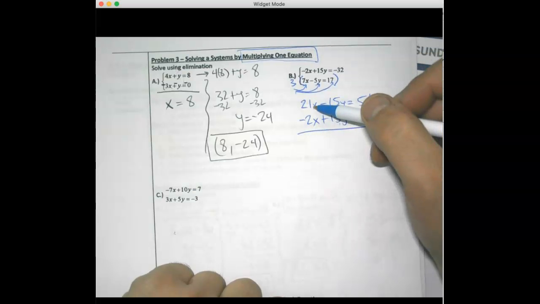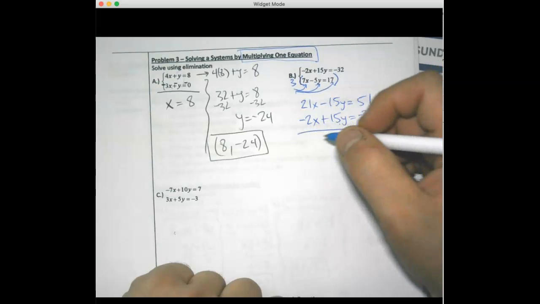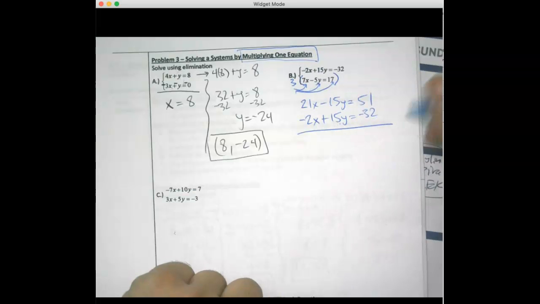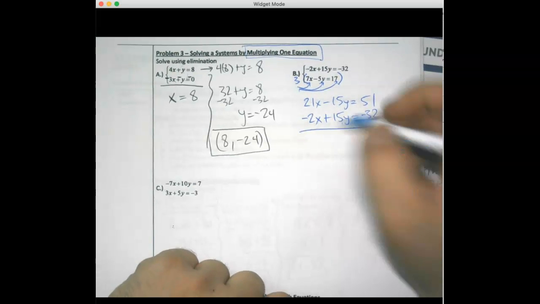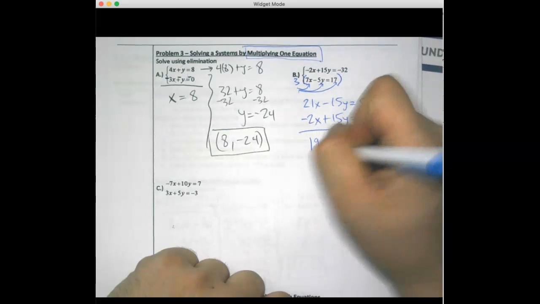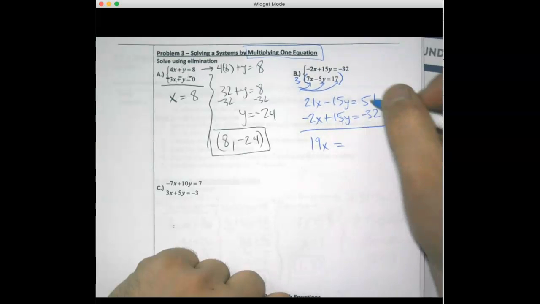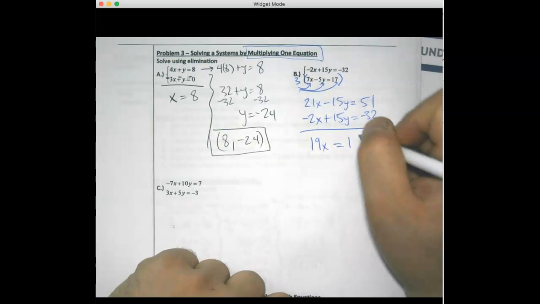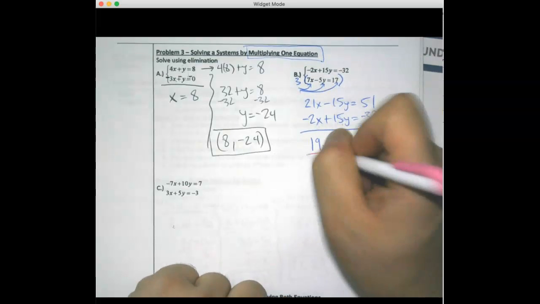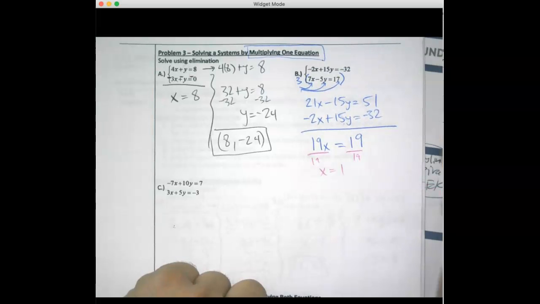But 21 plus negative 2 is aka 21 minus 2. So even though sometimes I say I'm adding, I still think of it as subtracting depending on the sign. So 21 plus negative 2 is aka 21 minus 2, so that's 19x. The y's negative 15 plus 15 will be 0. 51 minus 32 will leave us with 19, and that'll be nice and easy to work out. Right? Divide by 19, get x equals 1.